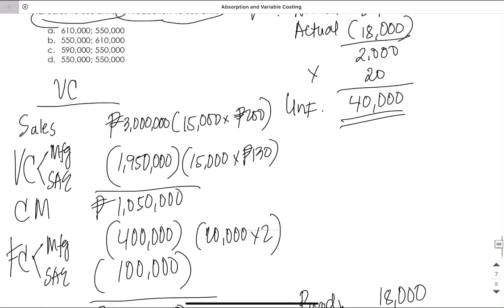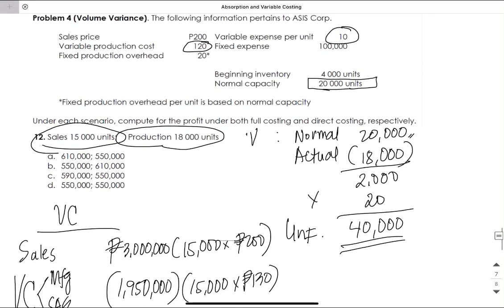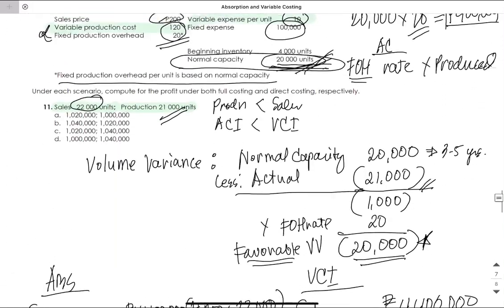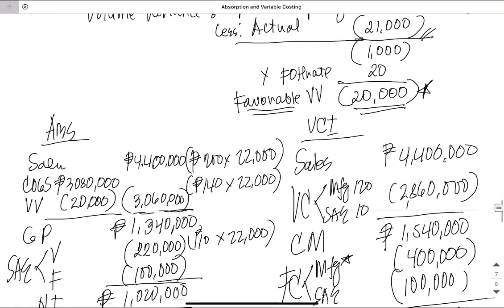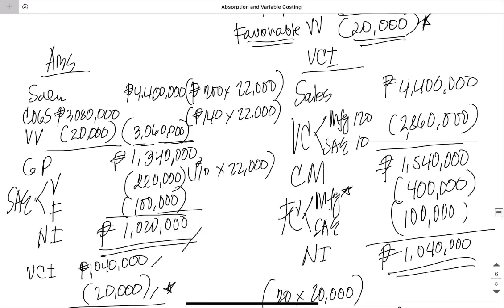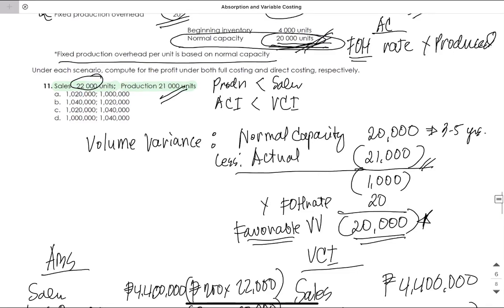So for question number 12, the answer would be letter B. Full costing, that's absorption. Direct costing, that is your variable. So it's the other way around, it should be 610 and 550. For question number 11, we have not answered this one yet. So 1,020,000 for absorption, and for variable, 1,040,000. So the answer is letter C.